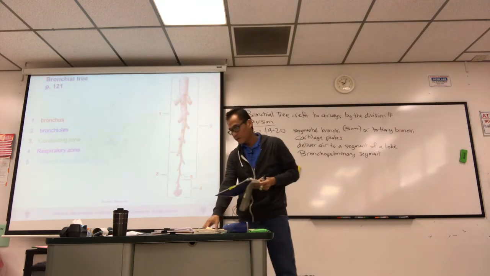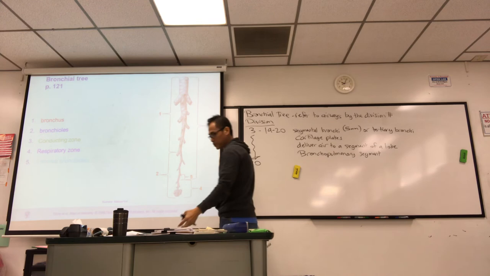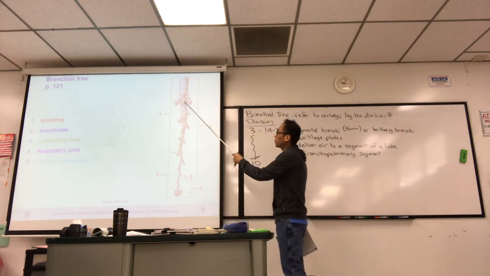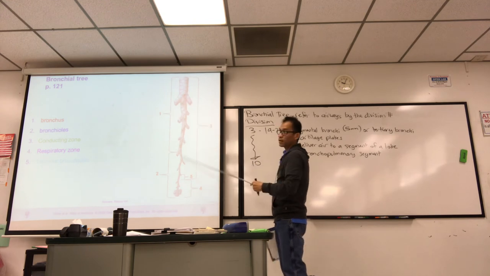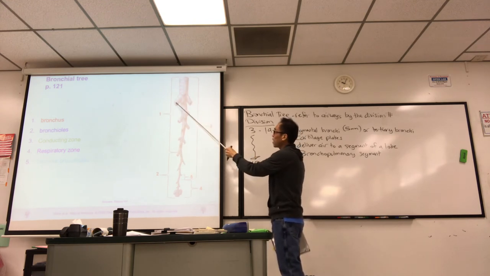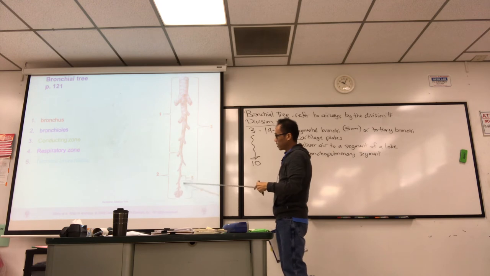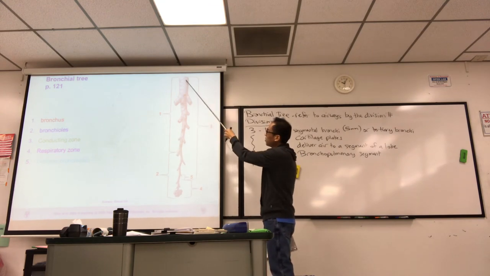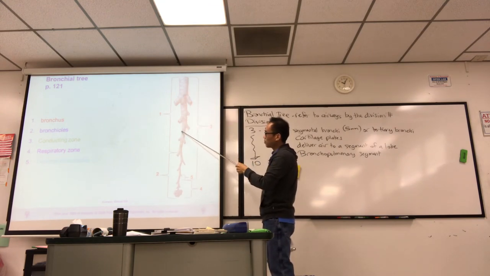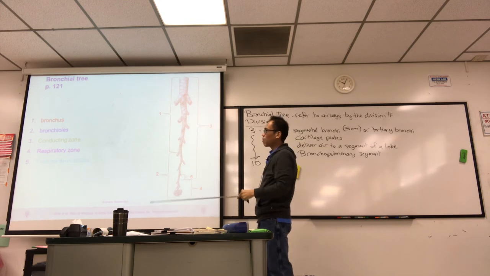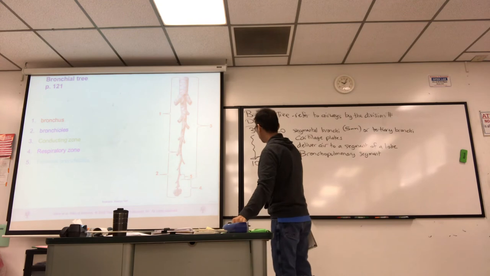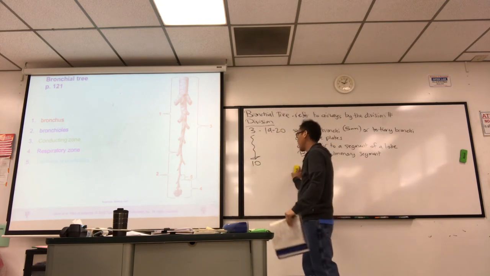So this slide here, there's a lot of pictures like this on models and in your book. What they do is they prune it for you, because otherwise it's too busy to look at. And at each division, they prune it off so you can see by the time you get down to the 24th division, you're at the dead end. So up here, label number one, you can see the cartilage is still there. It's becoming progressively less and less and less. Those are all considered bronchi, okay? Bronchus, I should say.